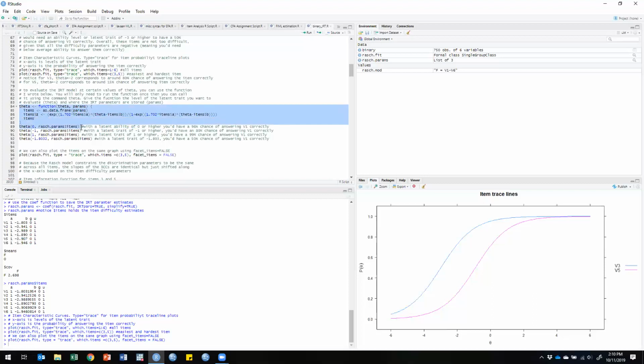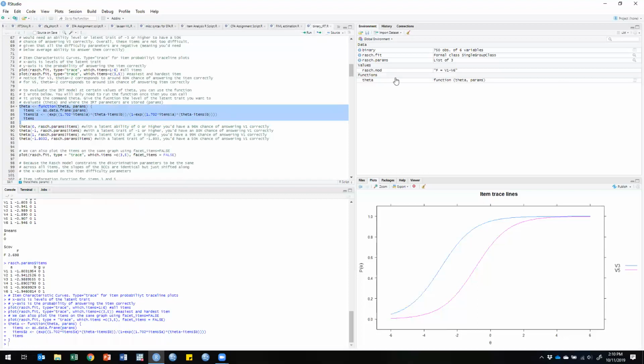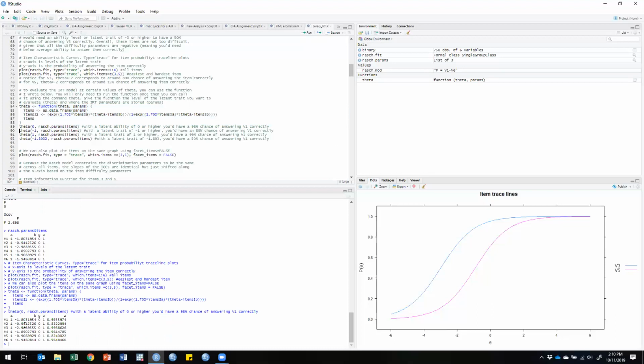So let's see here. Let's run the function. So now the function's saved. And then we can call the function. So if we were at a theta of 0, here for question 1, if you're at an ability level of 0, you have about a 96% probability of getting question 1 right. What was question 5? We were showing earlier you have about an 82% probability of getting question 2 correctly.